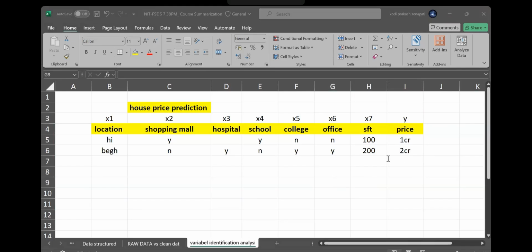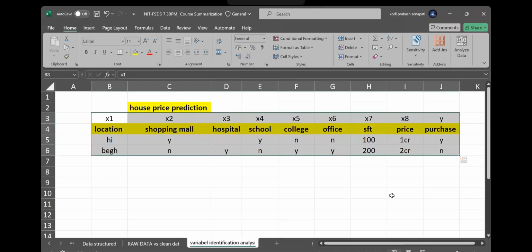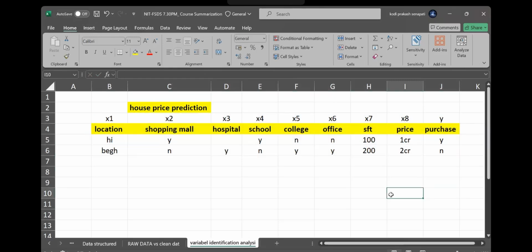Okay, now, next one. Did you purchase the house? Yes, this guy purchased the house, this guy did not purchase the house. Can you please tell me which is dependent now? See, once you pay the price to the builder, the house is yours. Now tell me which is dependent. This will change to y and this will change to x8. So is it regression or classification now?